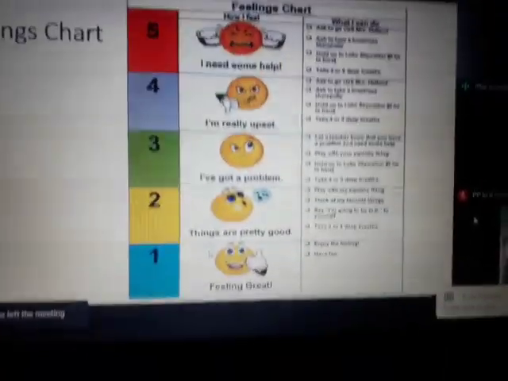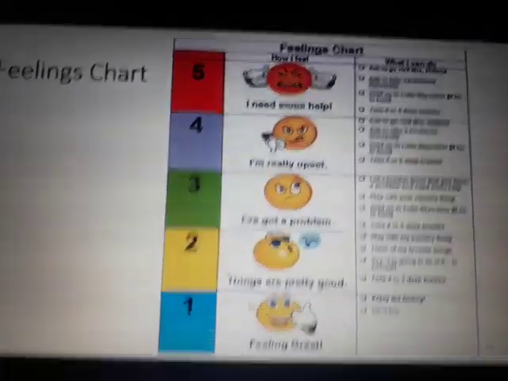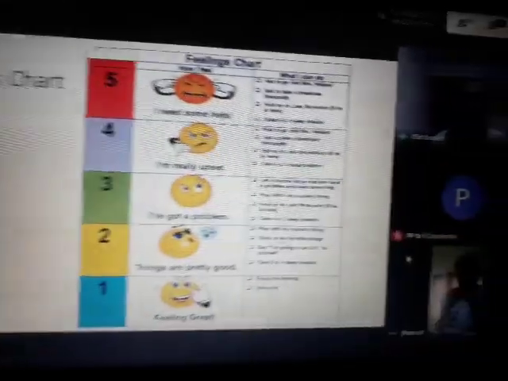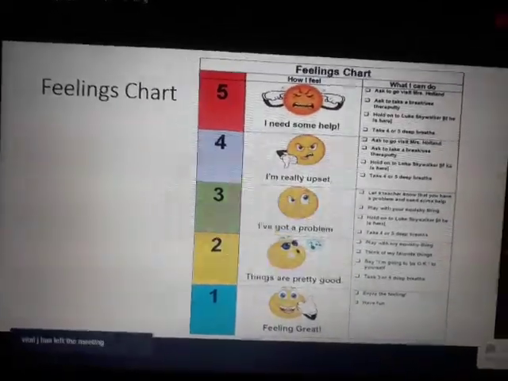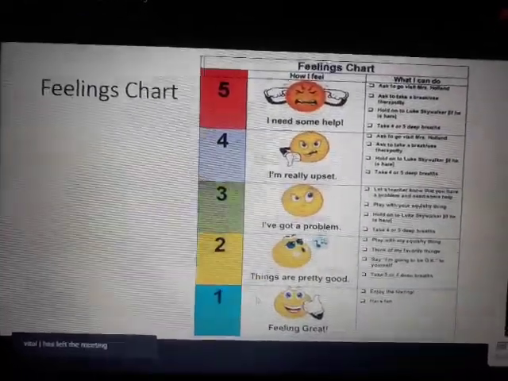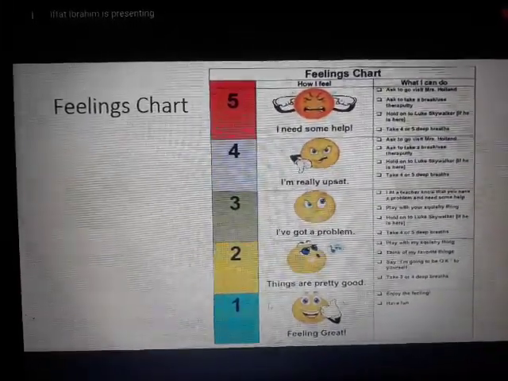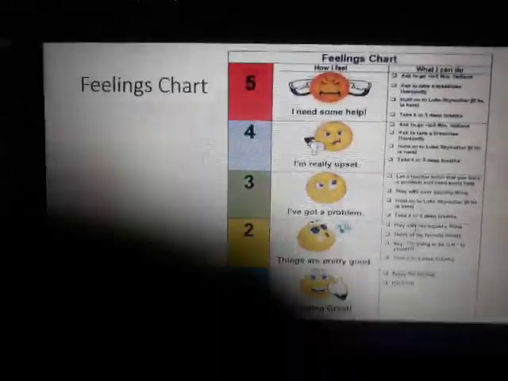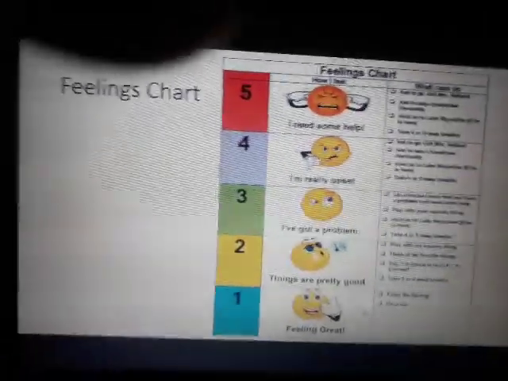With little children, it may become slightly difficult to process the feeling that they are feeling. So here is a feelings chart, wherein it ranges from 1 to 5. There are certain symbols, emojis, emoticons, which can help a child to identify how they are feeling and what they can do. So if they are feeling fine, that's great. Enjoy the feeling, have fun.